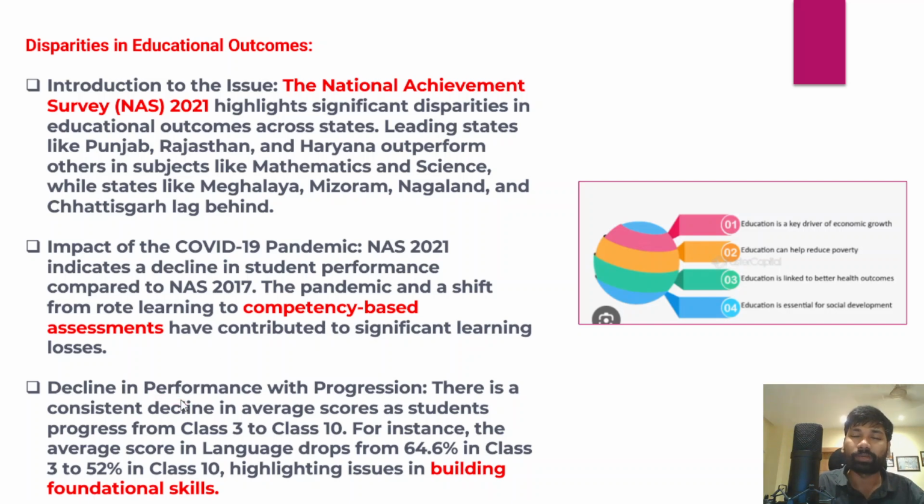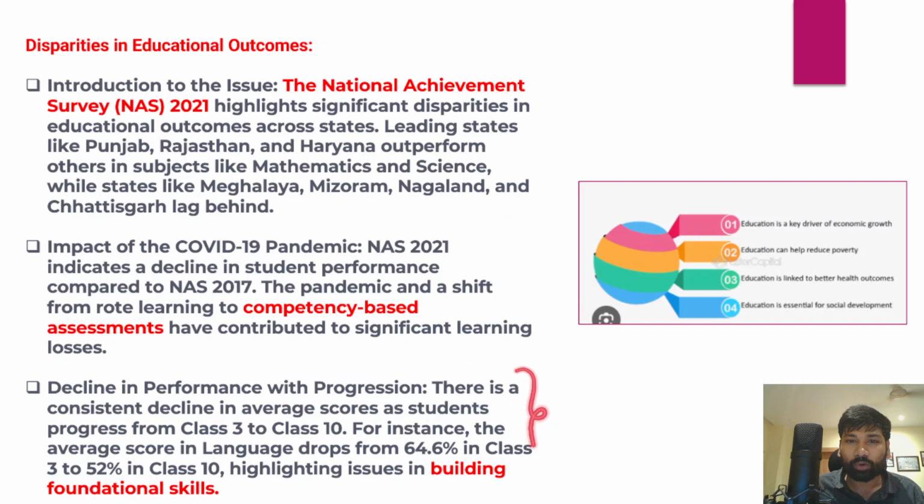Now when students progress from class 3 to class 10, from one class to another, a decline in the performance of the students is also observed through the data. The data highlights a consistent and significant decline in the average scores of most of the students as they progress from one class to another. For example, the average score in language drops from 64.6% in class 3 to 52% in class 10.